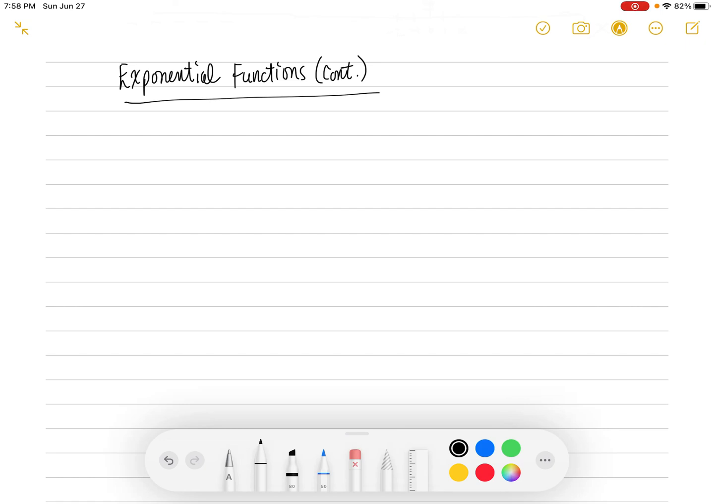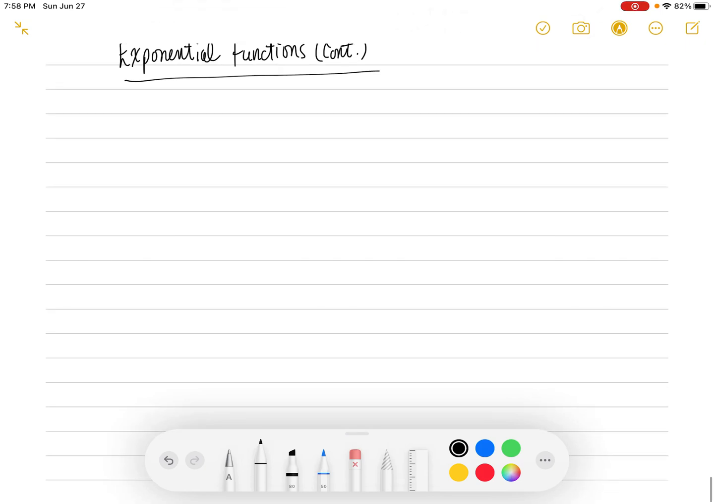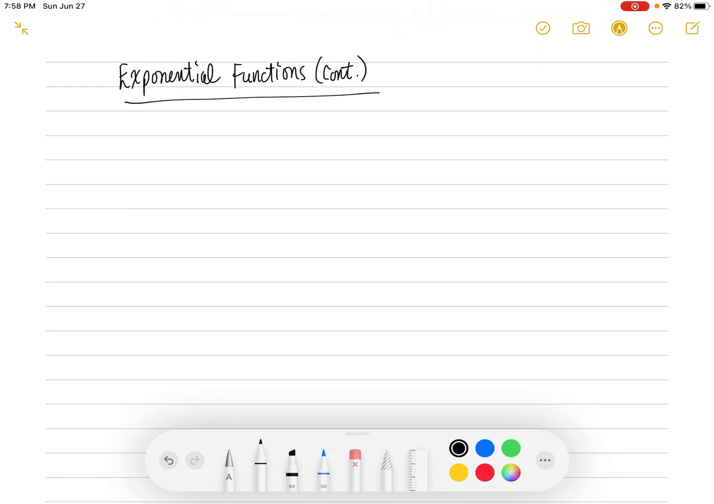All right, so in this last video on exponential functions, we want to focus basically on graphing exponential functions and different transformations of exponential functions. So we're going to do some transformations. We'll do some reflections, and we'll do some shifts.